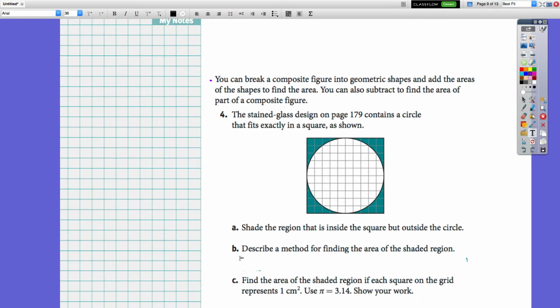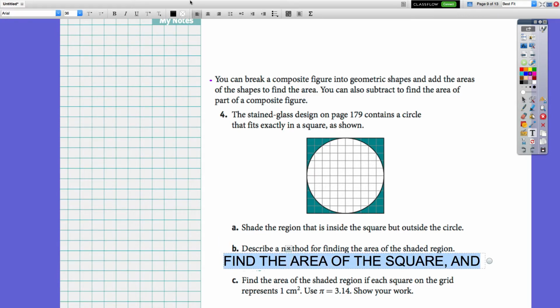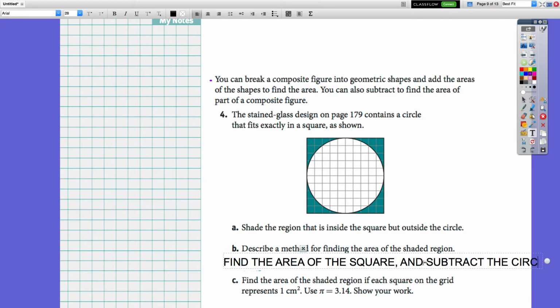Well, guys, if we think about it, we have a circle, we have a square. We can find the area of both. Now it's asking us to find the shaded region. I only want those teal squares. I don't want the circle. So what if we find the area of the square and subtract the circle?